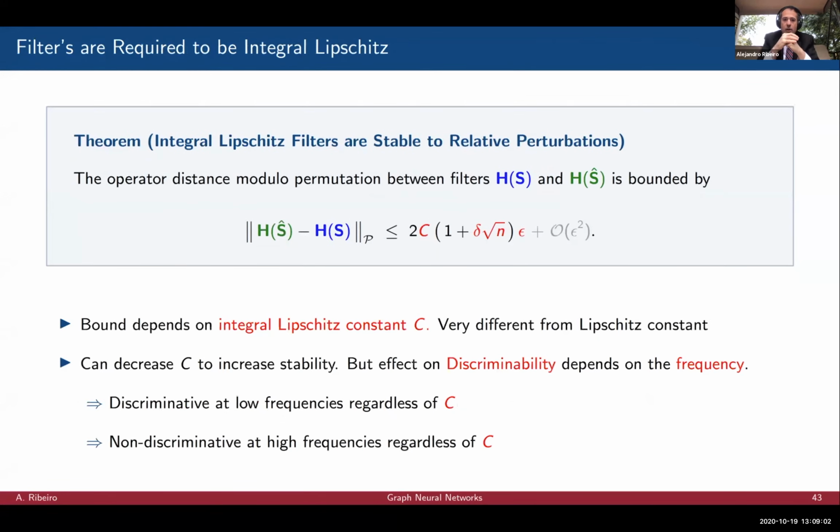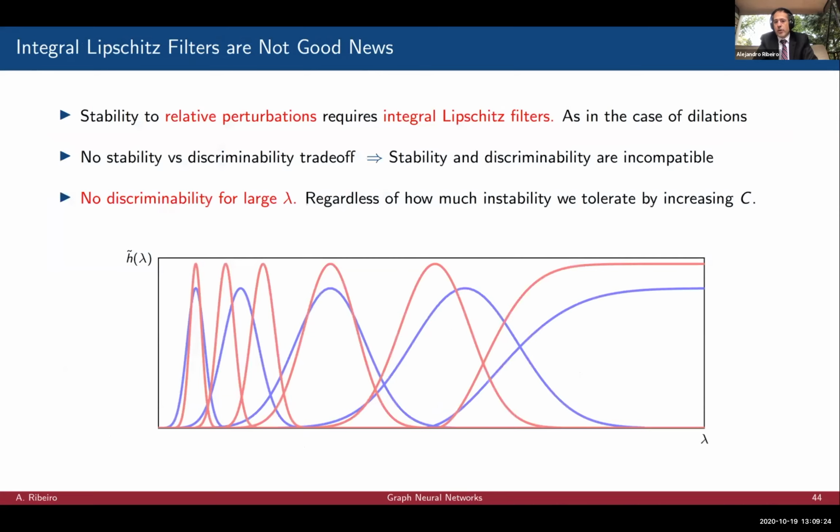But what is under control of the system's designer is the integral Lipschitz constant C. Now, as before, this integral Lipschitz constant C controls stability. So the smaller it is, the more stable the filter is. The higher it is, the less stable the filter is. But it also controls discriminability. Alas, however, it is not as good news as was the case of Lipschitz filters, because we have seen that integral Lipschitz filters do not offer a genuine stability discriminability trade-off.